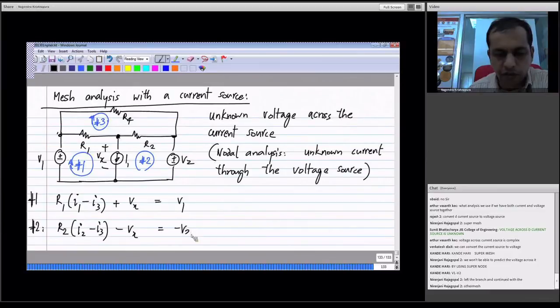If you look at the drops going clockwise, you will have the current in R2 times R2, plus V2 minus Vx equals 0, and V2 is moved to the right hand side.